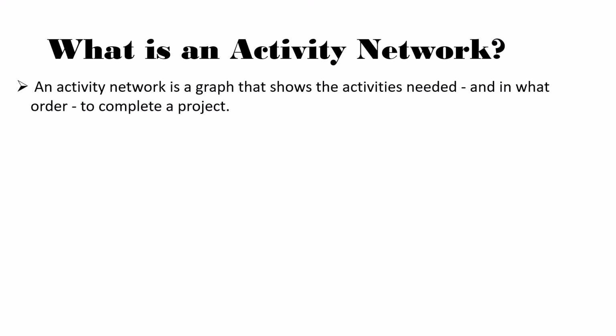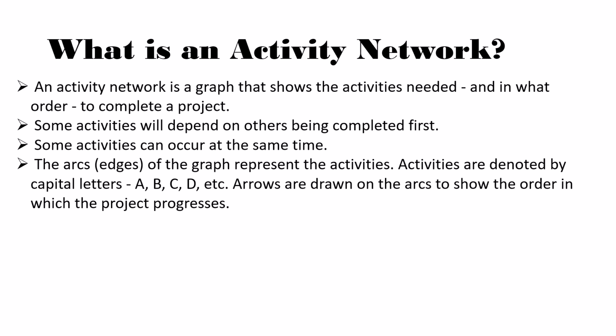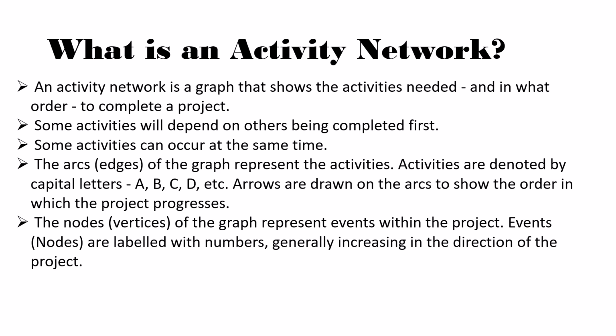An activity network is a graph that shows the activity needed and in what order to complete a project. Some activities will depend on others being completed first. Some activities can occur at the same time. The arcs or edges of the graph represent the activities, and activities are denoted by the letters A, B, C, D, etc. Arrows are drawn on the arcs to show the order in which the project progresses.